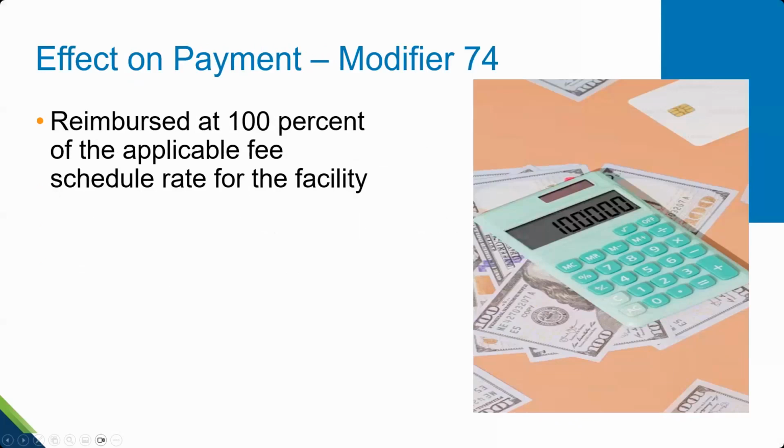So, how does use of the modifier 74 affect Medicare's payment? Surgical or certain diagnostic procedures that are discontinued after the procedure has been initiated or after the patient has received anesthesia for which modifier 74 is reported will be paid at 100% of the full OPPS payment amount. And OPPS, remember, is the outpatient prospective payment system.